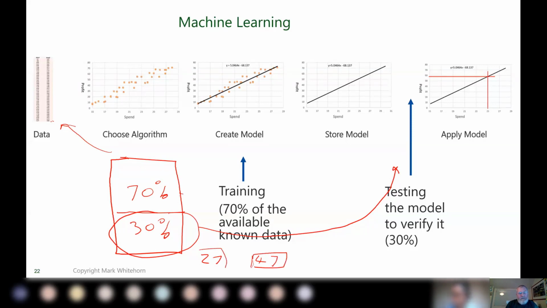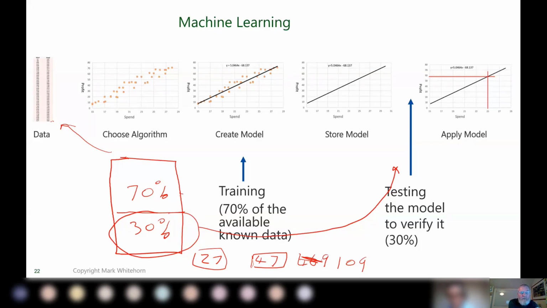We can feed in that 27 and say to the model, what would you predict that would be? And if the answer is 46.9, we're very smug because our model is good. If the prediction is 109, our model is clearly rubbish. And I'm not suggesting we test it with one single example, but you get the idea.